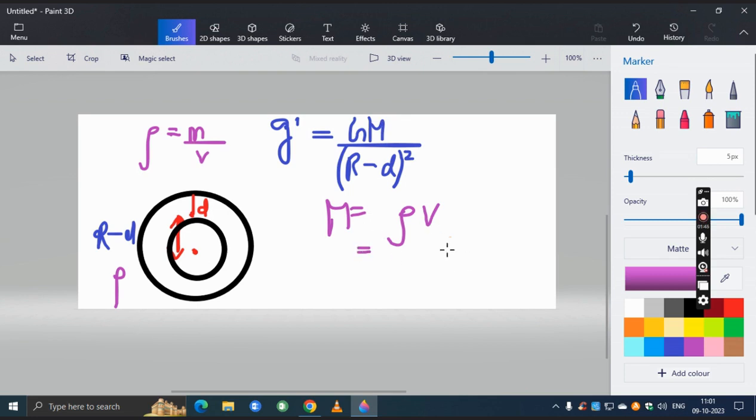So how do we figure that out? Well, rho, the density of the Earth, remains constant everywhere. And what about the volume? The volume of a sphere is given by 4 by 3 pi r cube. So r here is r minus d, so it's going to become rho times 4 by 3 times r minus d whole cube times pi.